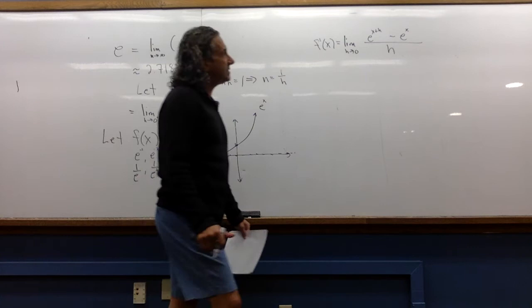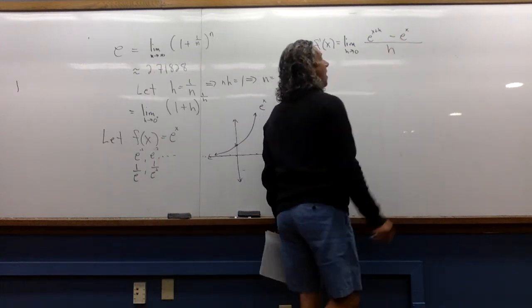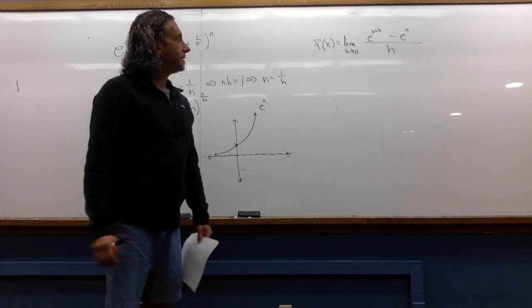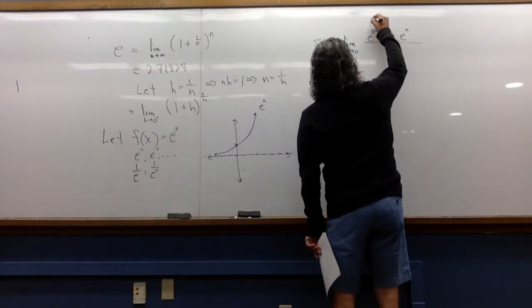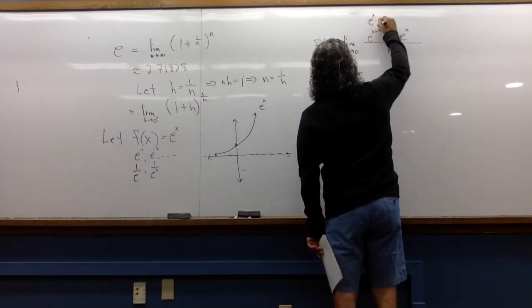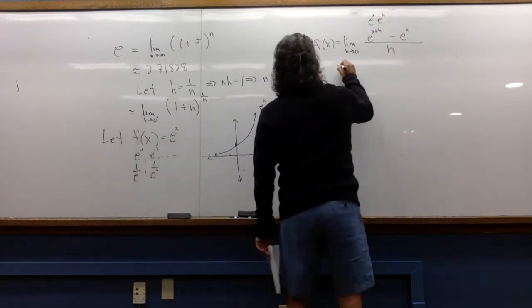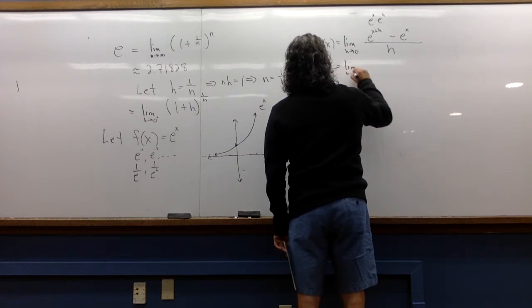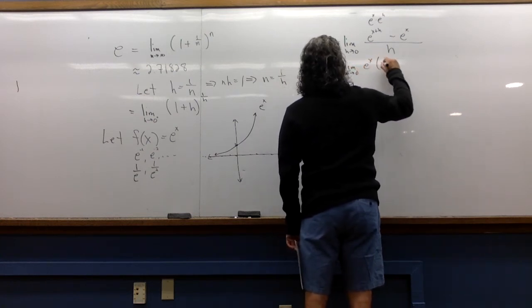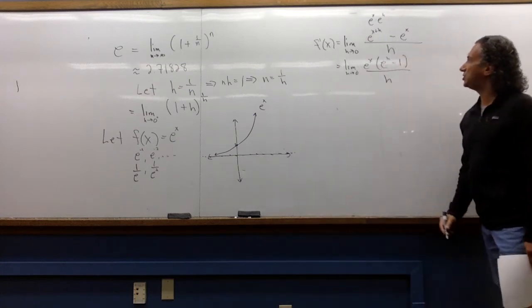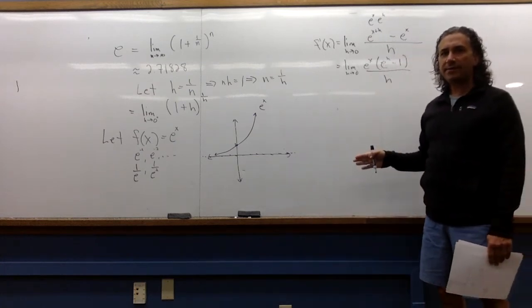Pause the video again. Let's see if you can simplify the top using properties of exponents. Well, hopefully you said e to the x plus h is e to the x times e to the h. It's an exponent property, so that we can then pull out e to the x. So we have the limit as h goes to 0 of e to the x times e to the h minus 1, all over h. And we've talked about this before.